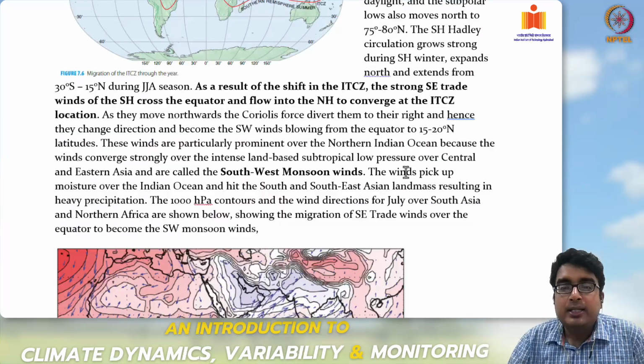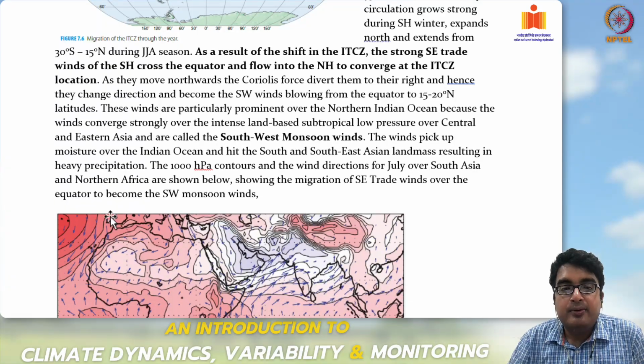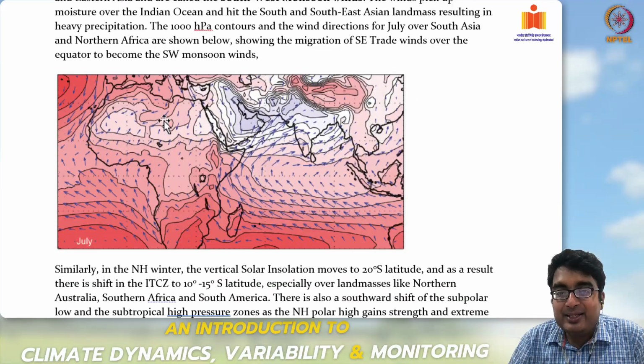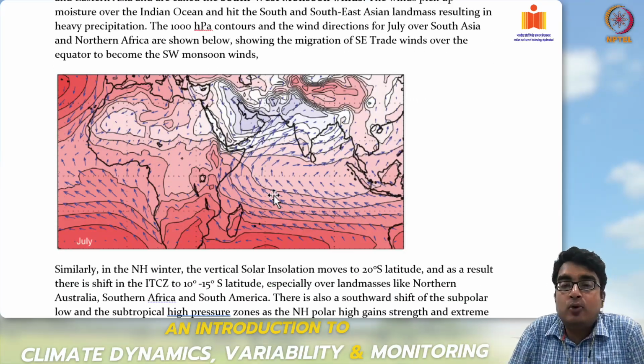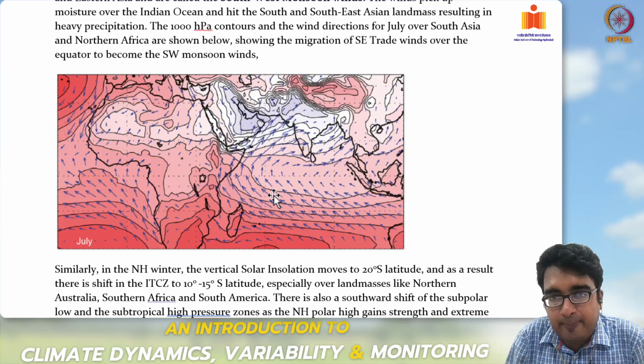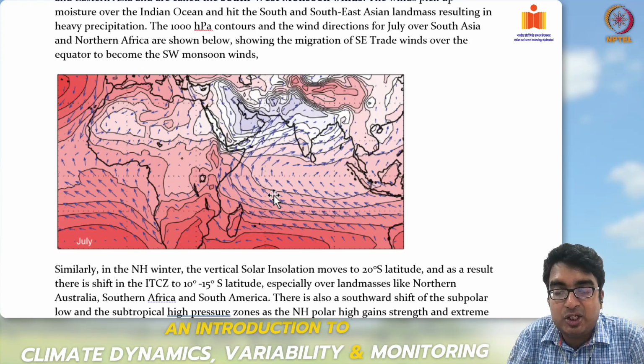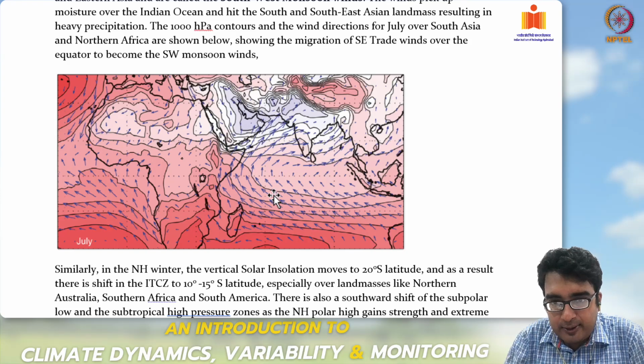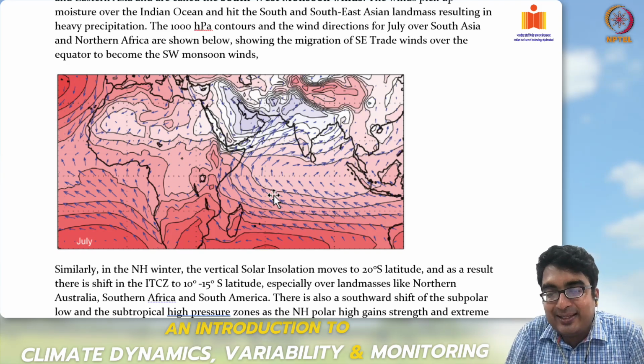The winds pick up moisture over the Indian Ocean and hit the South and Southeast Asian landmass, resulting in heavy precipitation. And this is why you get the strong monsoon rainfall system developing over the Asian and the Southeast Asian continental landmasses. So we will continue the discussion in the next class.